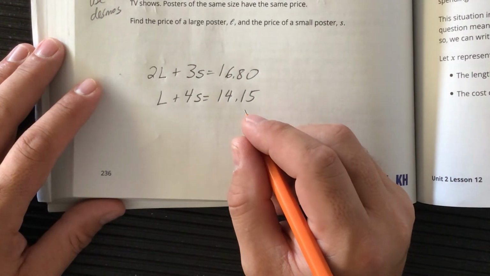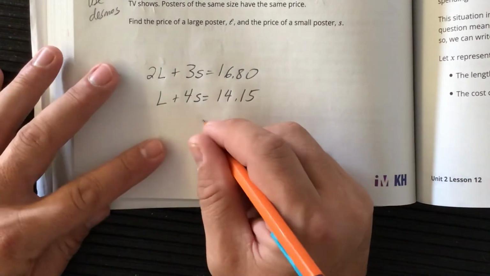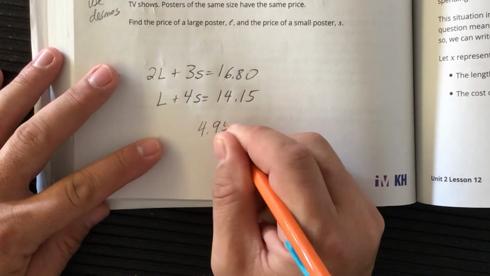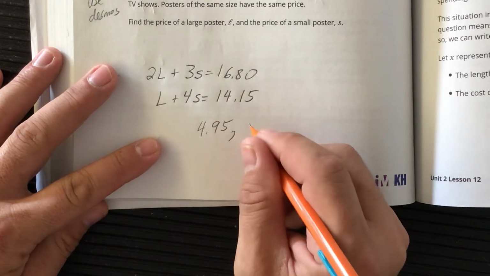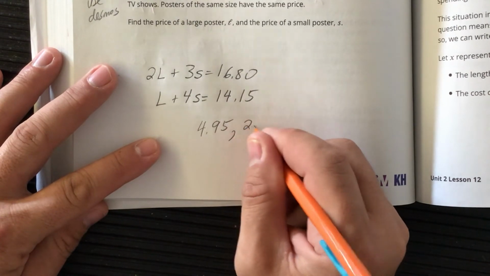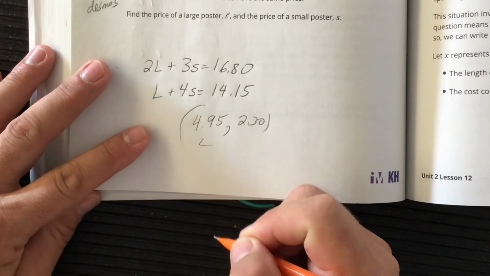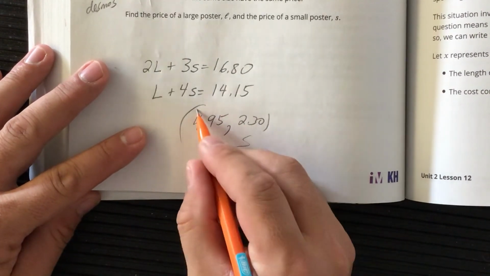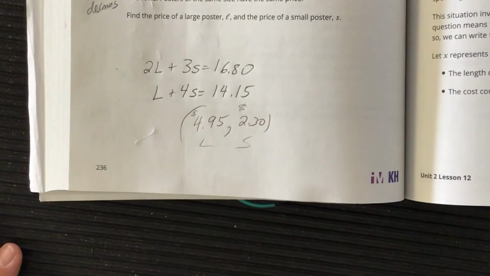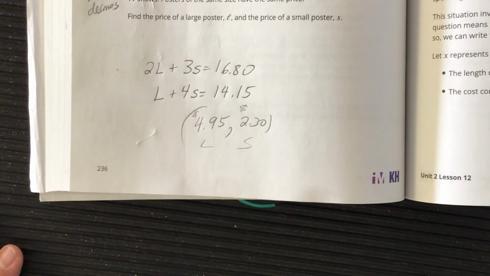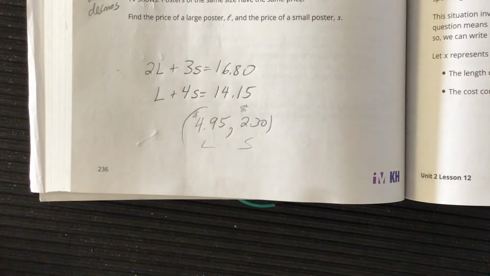All right, what do we get? 4.95 and what? 2.3. So 4.95 is the cost of the large poster. Small poster costs $2.30. So again, just type them in, see where they meet.